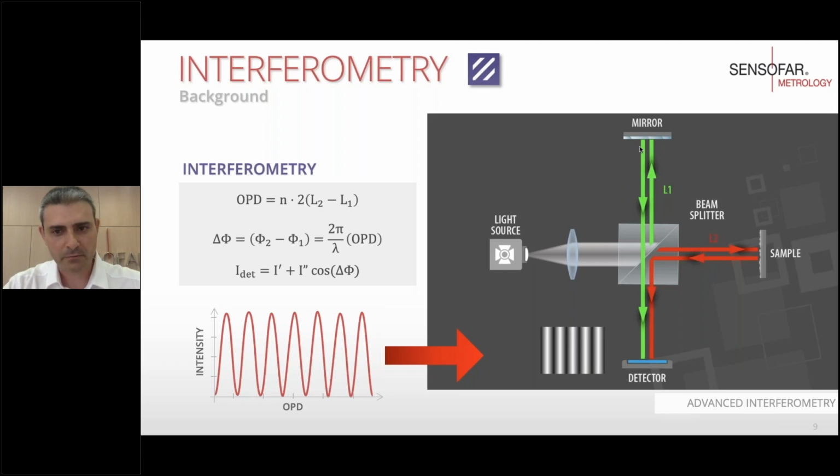It's converted to a phase distance. To convert that, we multiply by 2 pi and divide by the wavelength of the light we are using. Finally, the intensity we will be receiving at our detector equals the equation at the end, that is what we call I prime, the background intensity, and I second prime, the modulation, multiplied by the cosine of the phase difference.